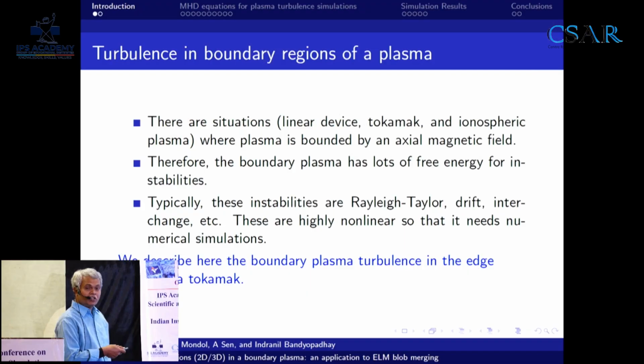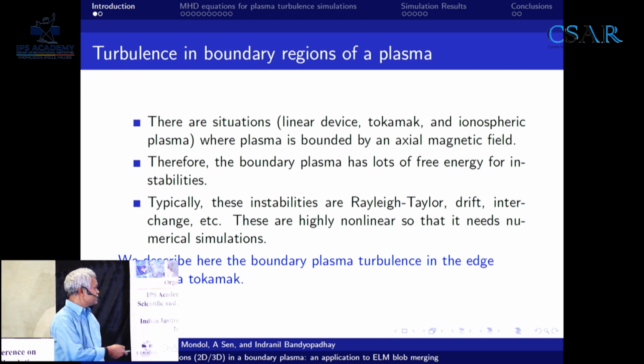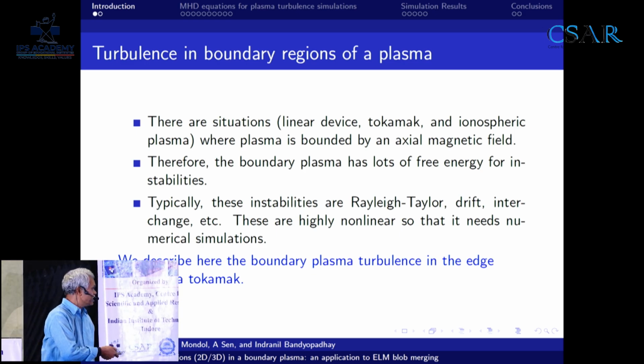These are highly nonlinear in nature. Very few of them can be described analytically, so it needs numerical simulation. We will describe boundary plasma turbulence in the edge region of tokamak, but I told you these are situations where the same code can be applied.